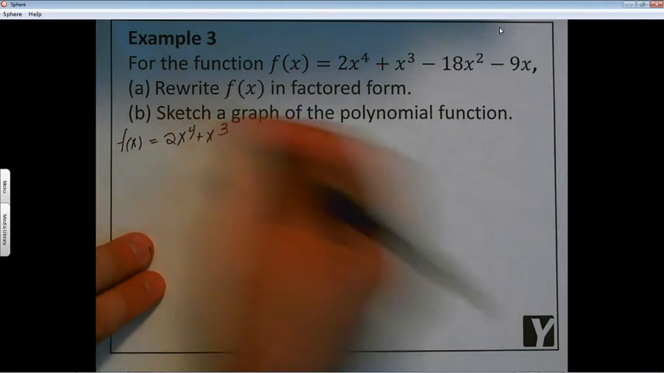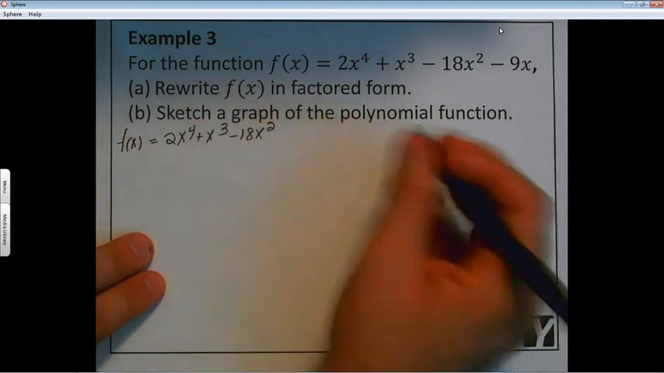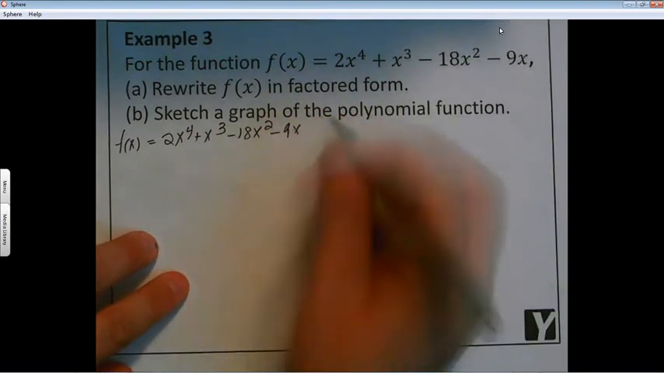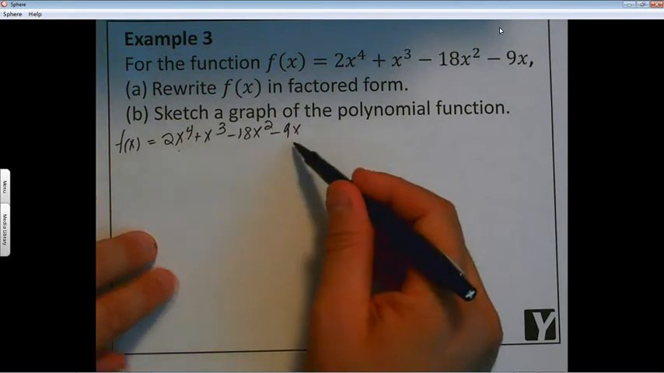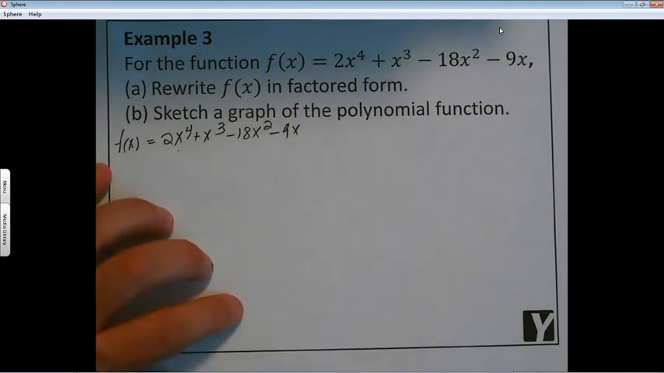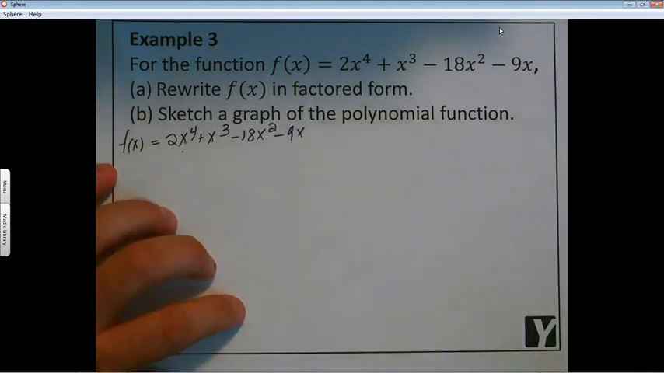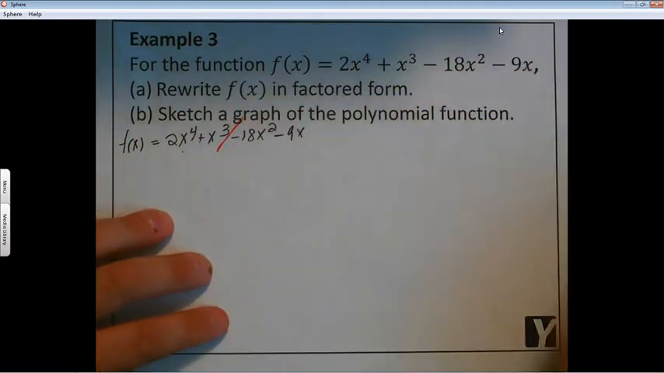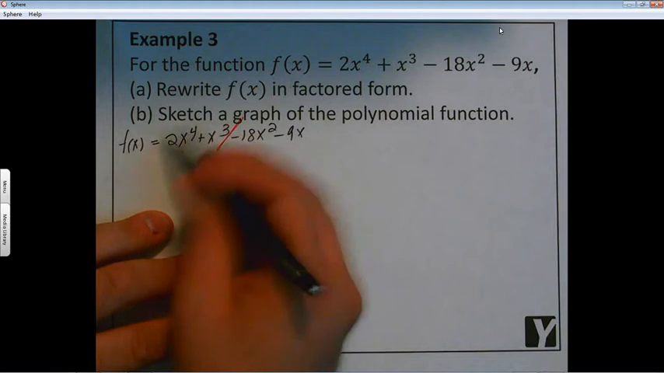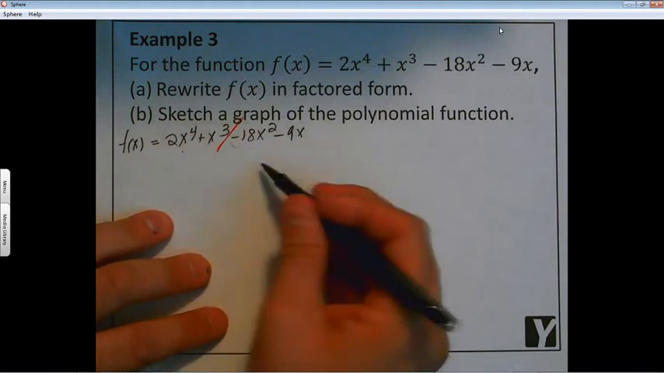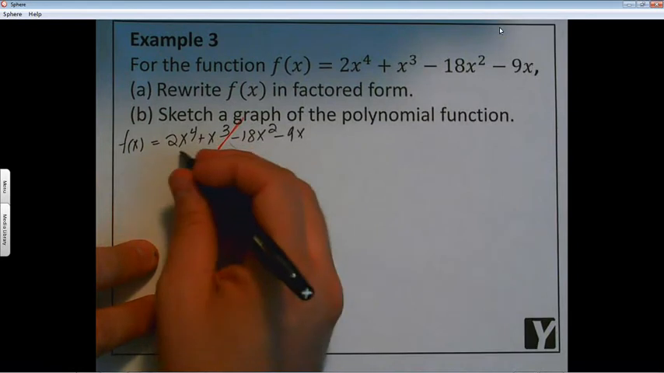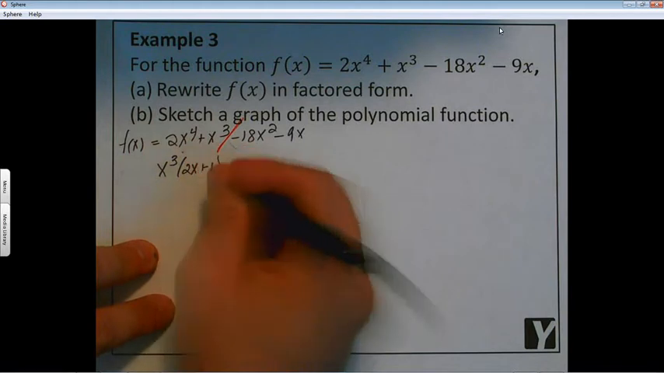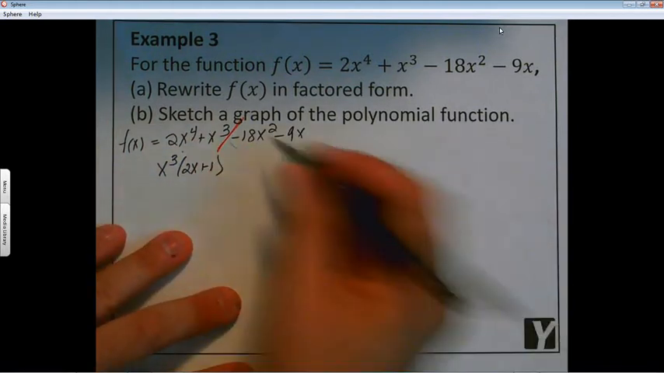Part A, I want to rewrite f of x in factored form. Well, we know that f of x is the polynomial 2x to the fourth plus x cubed minus 18x squared minus 9x. This polynomial has 1, 2, 3, 4 terms. If I want to factor an expression that has 4 terms, usually what we do, and it doesn't always work, but sometimes it does, is we split the polynomial into groups of 2. We look at common factors on the first half, common factors in the second half.